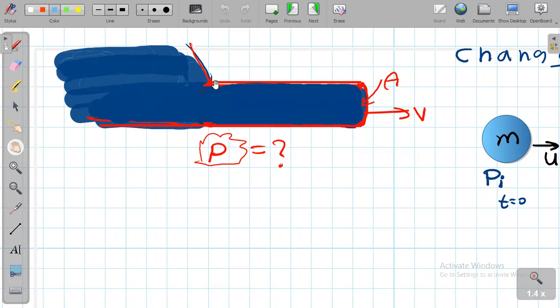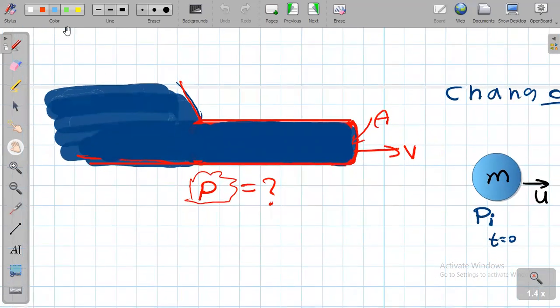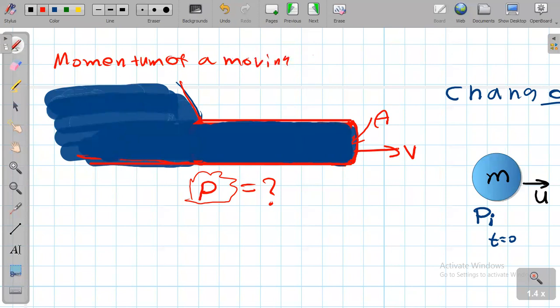Momentum of a moving fluid column. What is it? Momentum of a moving fluid column. Fluid. What is a fluid? Okay, write this reason. What is a fluid? A liquid or a gas?